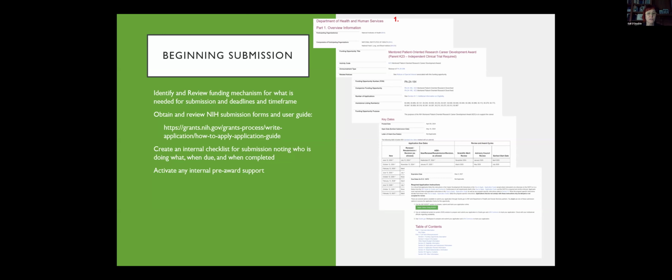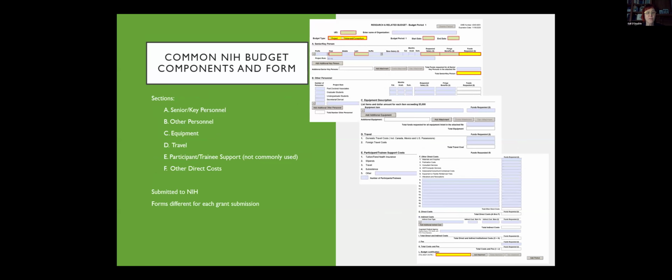So you've got your checklist, so you know when it's due, and you activate your pre-award person to say, look, I'm ready to go. And then you use this common NIH budget component form, and really your pre-award person may populate that, or you may populate it. I don't know, it could be different in different institutions. This is what it kind of looks like when you see it.